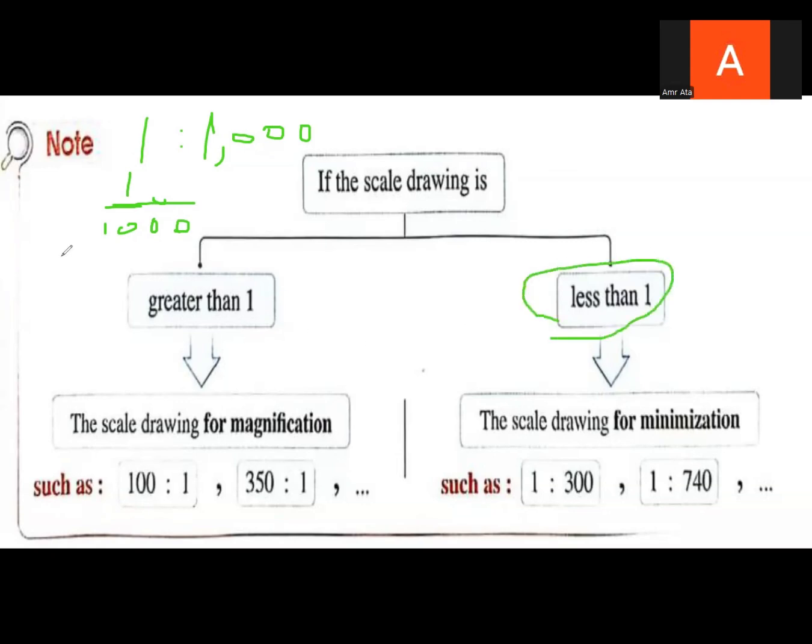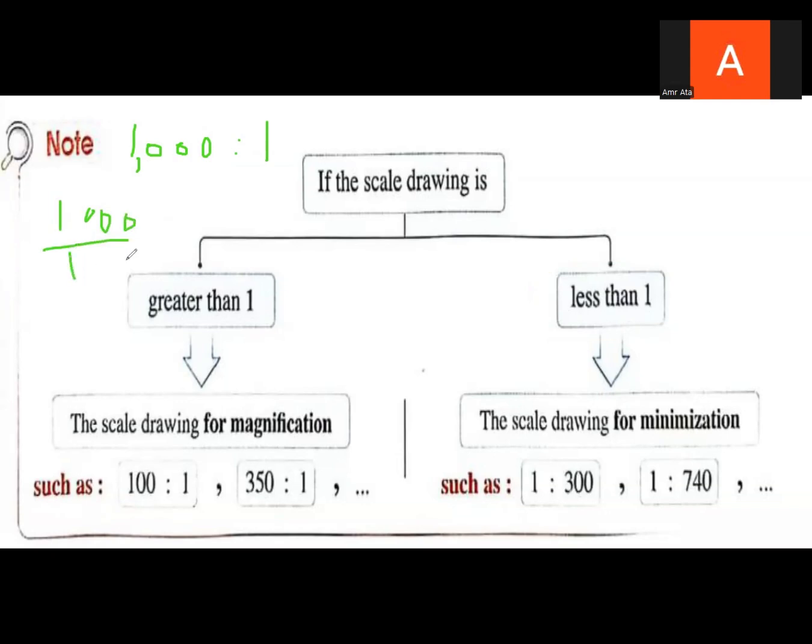But if I have a scale drawing 1000 to 1, it means 1000 over 1 equals 1000. It means the scale drawing is greater than 1. When the scale drawing is greater than 1, it is for magnification, such as an insect, I want to magnify it to see it in a clear way, okay?